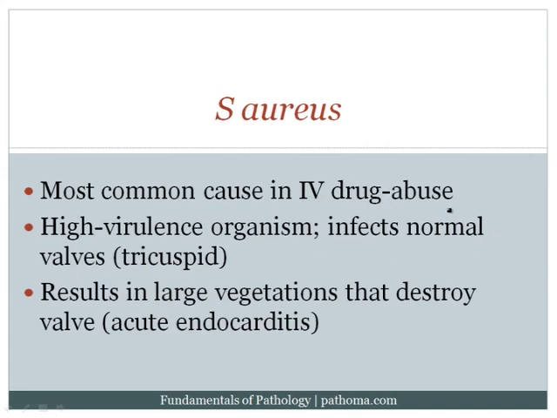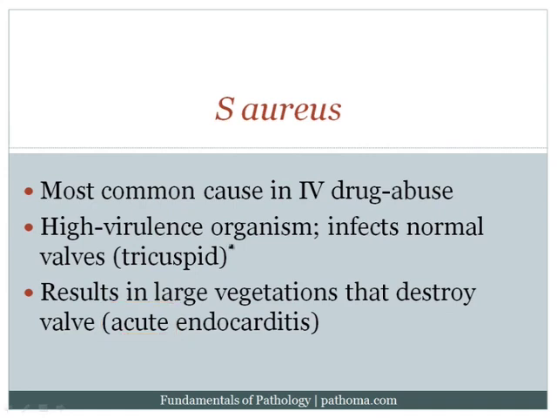Staph aureus is the most common cause of endocarditis in IV drug abusers. It is a high virulence organism, therefore it will infect normal valves and it will result in large vegetations that destroy the valve. Hence, it causes something called acute endocarditis.